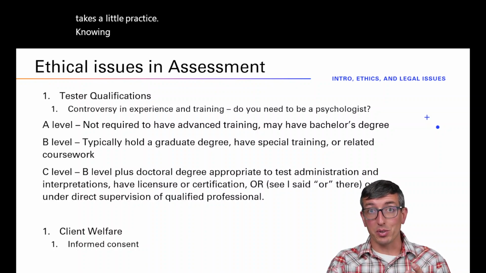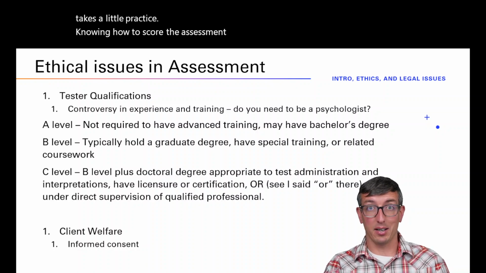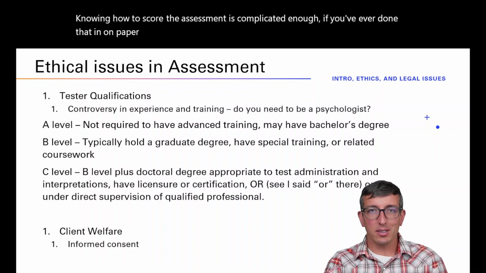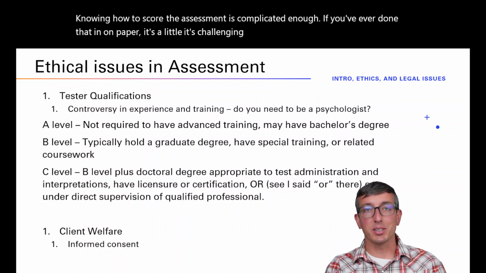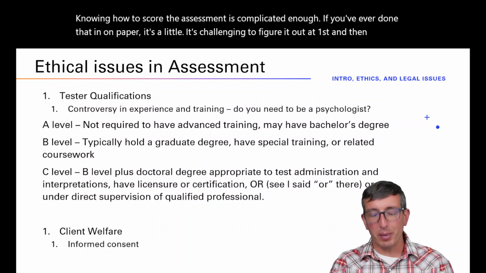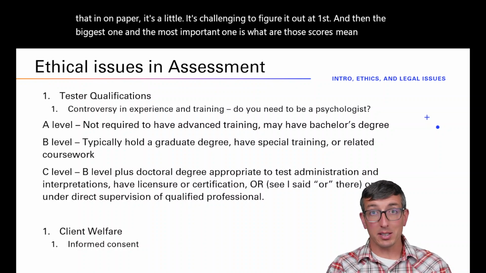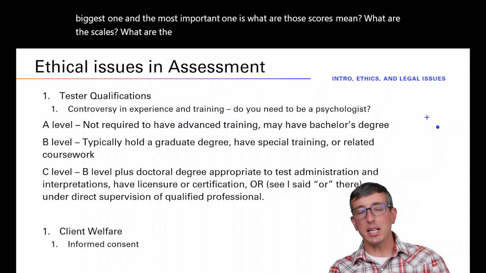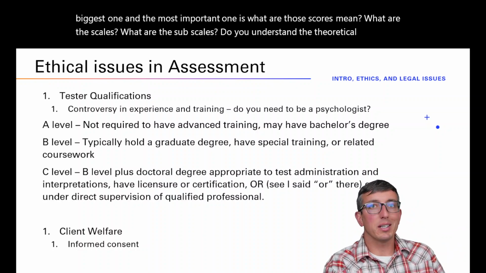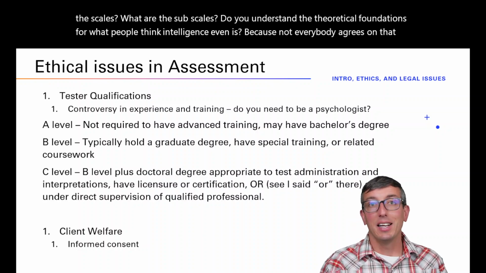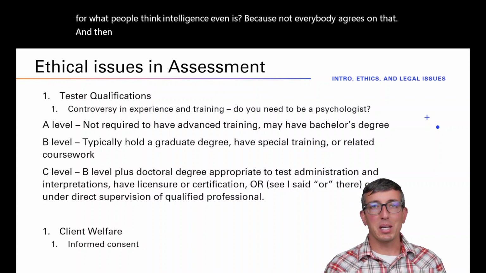Knowing how to score the assessment is complicated enough. If you've ever done that on paper, it's challenging to figure it out at first. And then the biggest and most important one is, what do those scores mean? What are the scales? What are the subscales? Do you understand the theoretical foundations for what people think intelligence even is? Because not everybody agrees on that. And then do you know what that means for this person?